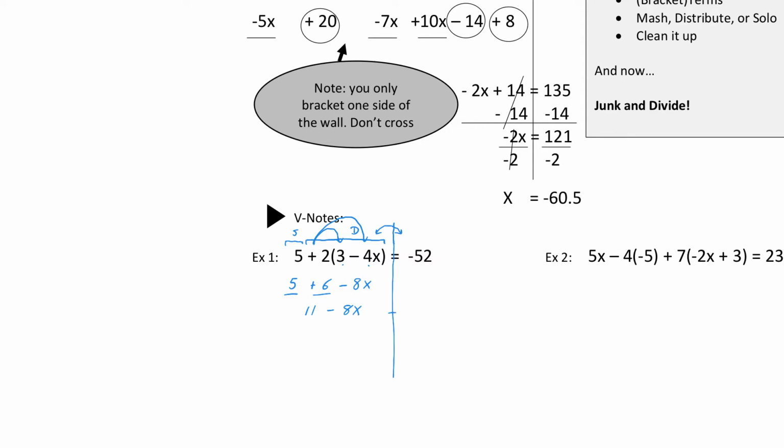And now we can get to the other side, which is perfectly fine. And we just bring it down. Now we go to junk and divide. Go to the x side of the wall, get rid of the junk, subtract 11 from both sides. Bring our negative 8x down. Take care of these numbers, which ends up being negative 63. That takes care of the junk, and now we go to divide.